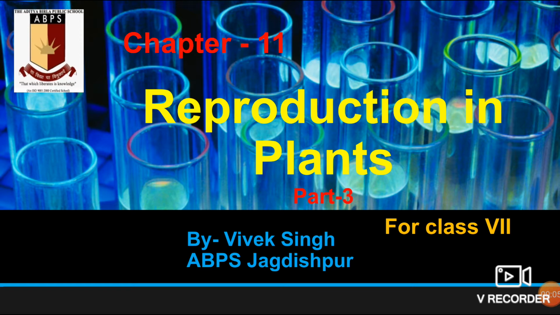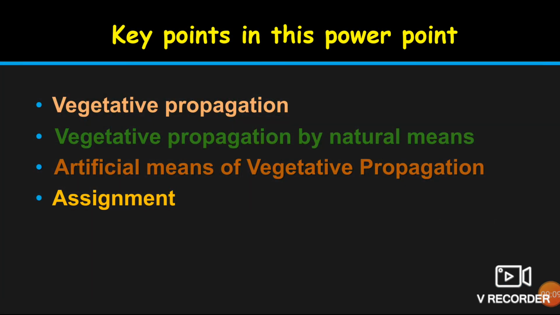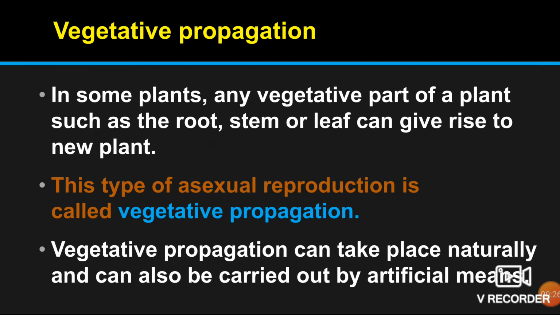This is part 3 of reproduction in plants, and in this particular part we are going to see about vegetative propagation. Especially we will see here vegetative propagation by natural means, and in the next video we will discuss artificial means of vegetative propagation. Okay, so let's start with vegetative propagation.